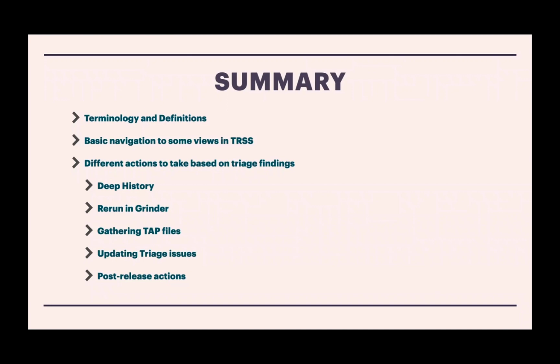We looked at different actions that we can take based on triage findings. So looking at deep history to see if there's a pattern that shows some failures are only happening on a certain machine. We showed how we could rerun particular test case failures in a Grinder. We showed how we can view and gather TAP files from those Grinders. Updating the triage issue, what is expected of triagers during a release for that item. And then we just talked about some of the post-release actions.